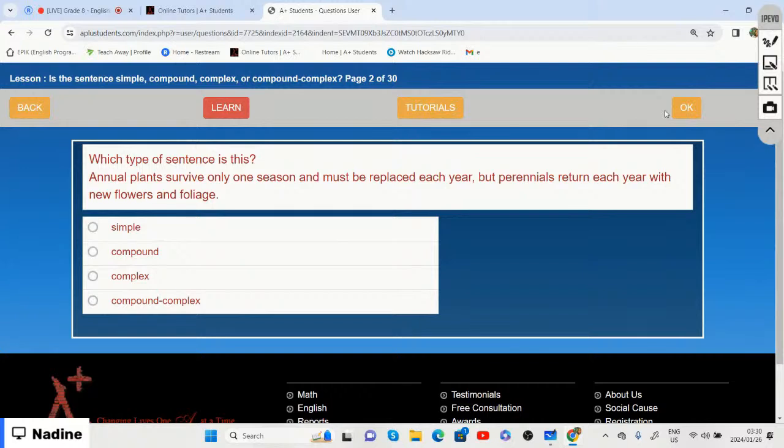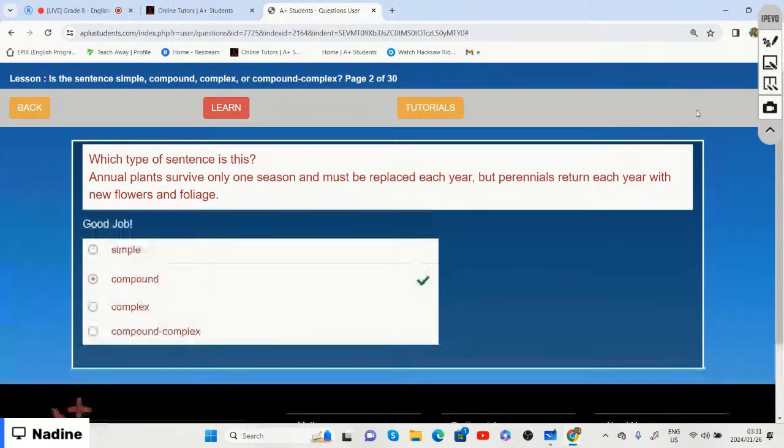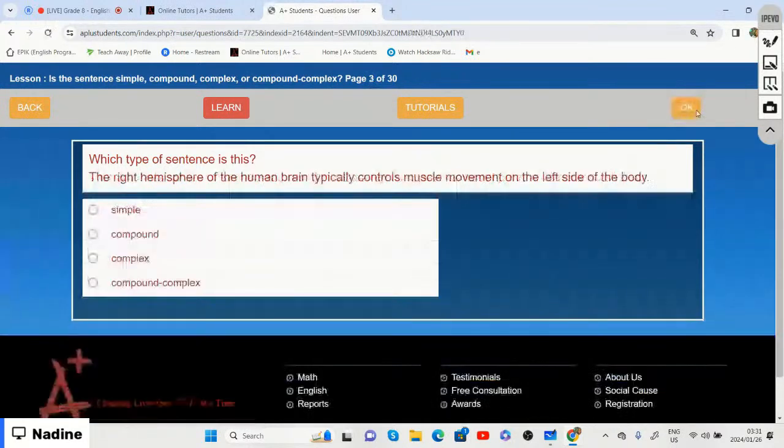Right? So we need to say which type of sentence this is. And if we look at the sentence, we can say, look at our word but, that is joining these two independent clauses. So we can maybe say it is a compound sentence, right? Because we are joined by two independent clauses, and we are joined by a coordinating conjunction, which is but.